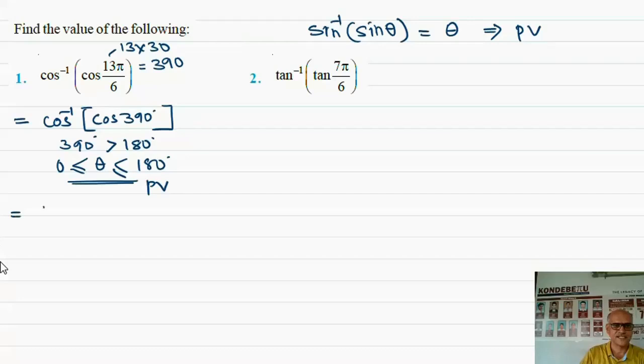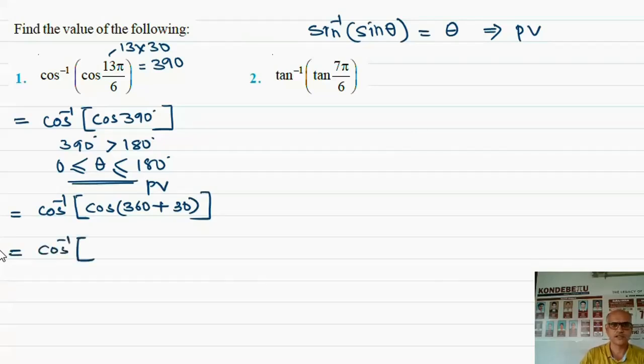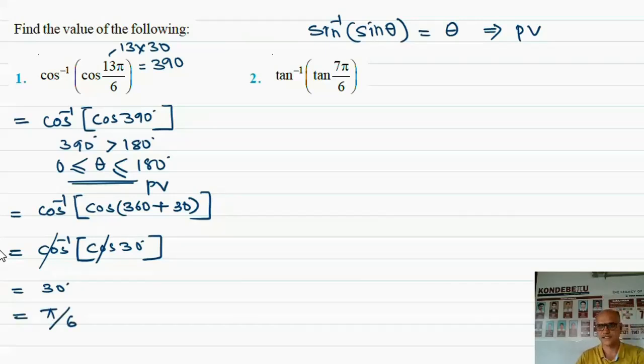So I will write this as cos inverse cos 390. I can write it as cos of 360 plus 30. Cos inverse cos 360 plus theta means it is in the first quadrant. In the first quadrant cos is positive, so this becomes cos 30. Now 30 degree is between 0 and 180, so cos inverse cos gets cancelled, and what remains is 30 degree. But you should write the answer in radian. It is pi by 6. Clear?